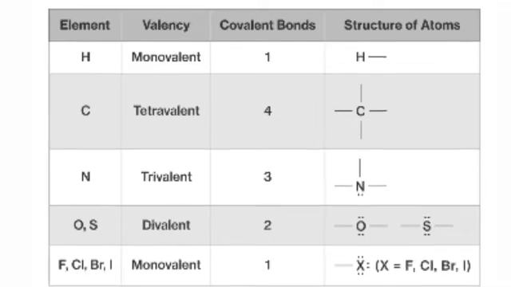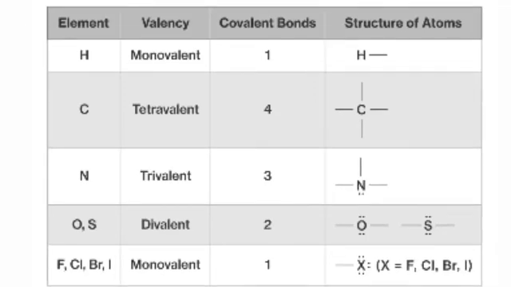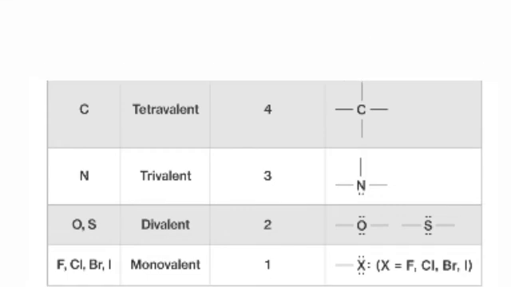So, the elements having valency 1 are called monovalent. For example, hydrogen and sodium. The elements having valency 2 are called divalent. Example, oxygen and beryllium. The elements having valency 3 are called trivalent. Example, nitrogen and aluminium. But some elements have more than one valency. For example, iron, copper, etc.